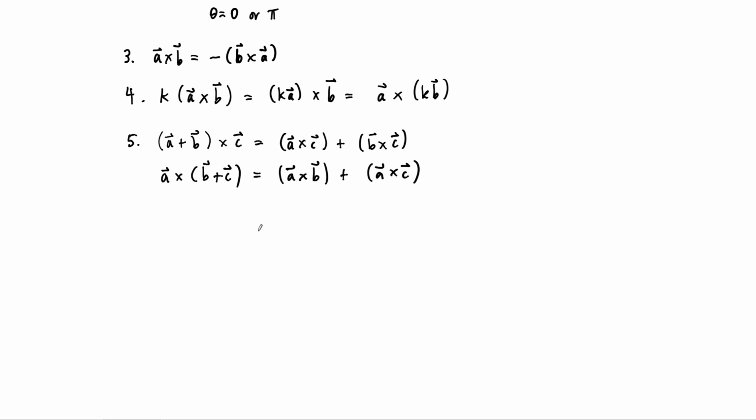All right, there are two more properties here. This next one I'm going to put a star by because we're going to come back to this one. This is number 6. This one says that if we wanted to take A dotted with B cross C, this is the same as taking A cross B and dotting with C.